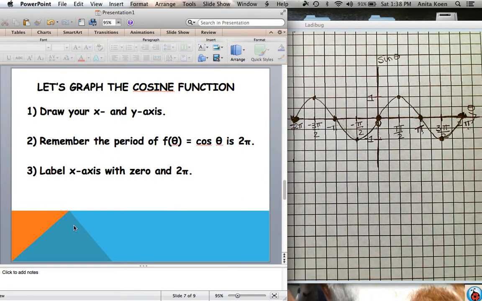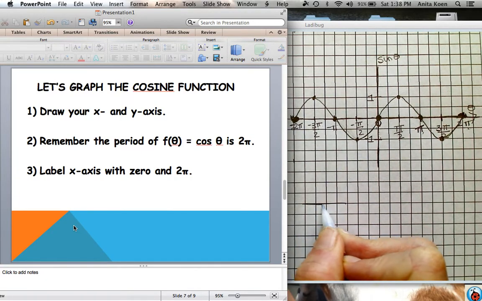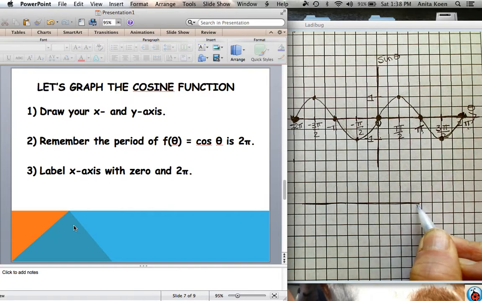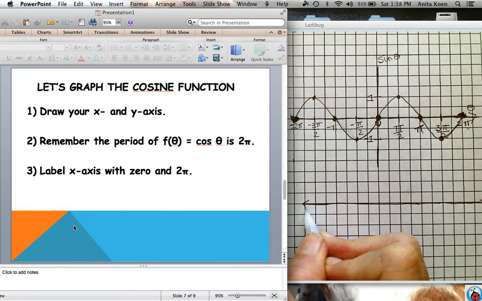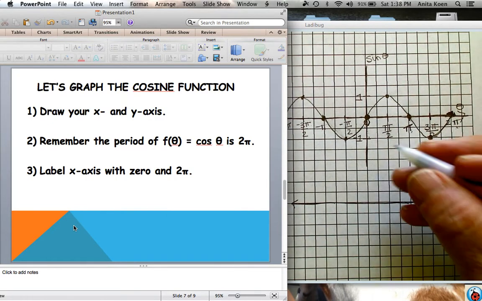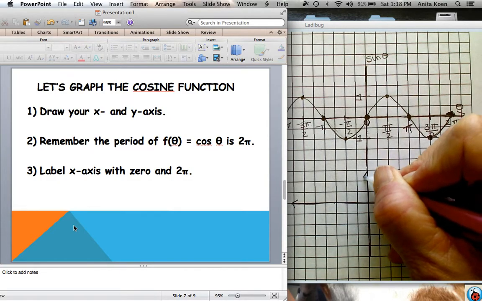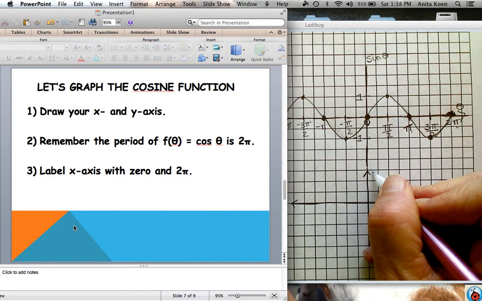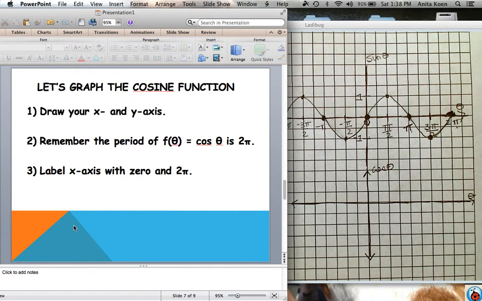So let's graph the cosine function. We're going to do this one very much like we did the last one. There's just a few differences. So the first thing we're going to do is draw our x and y axis. Here is my y-axis right here. So this is going to be the cosine of theta, and this is theta.